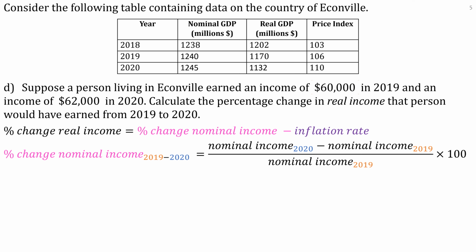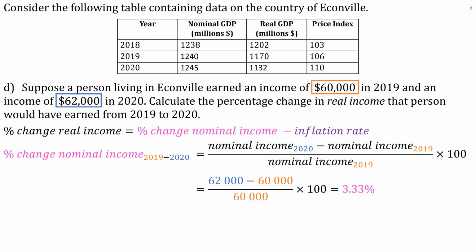Okay, so you look at the question, you have 60,000 in the first year and 62,000 in the second year. So you just plug that in and you punch it in, you get 3.3333 forever. And here you can keep 2 decimal places. The question always tells you how many decimal places to keep. The more is better, but usually 2 is a good rule of thumb.